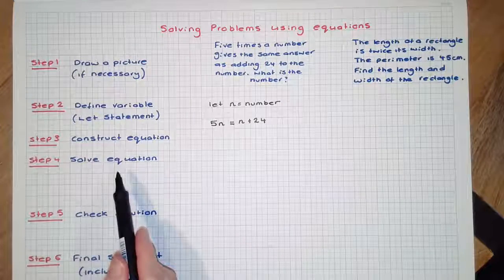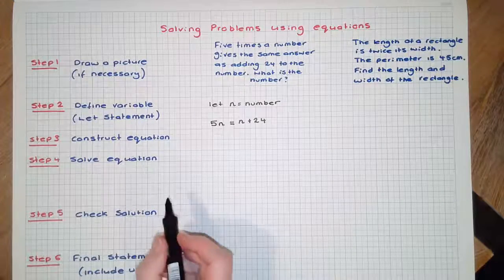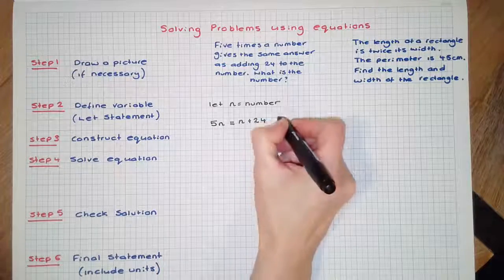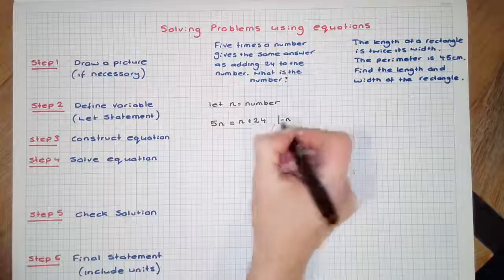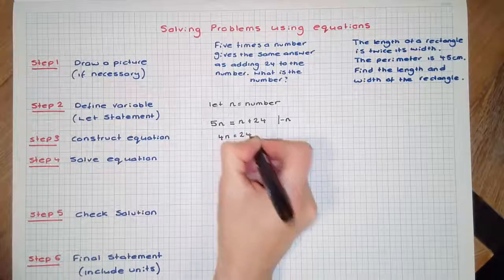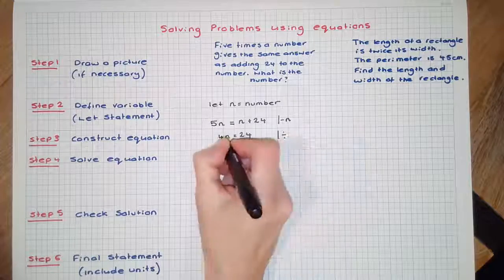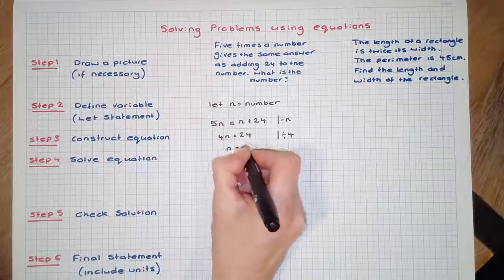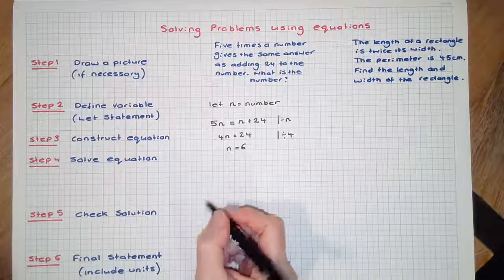Step 4, we solve the equation showing normal working. In this case, we have pronumerals on both sides of the equation. I'm going to subtract n from both sides, giving 4n equals 24. And divide by 4, being the inverse operation of multiplying by 4, to get n equals 6.